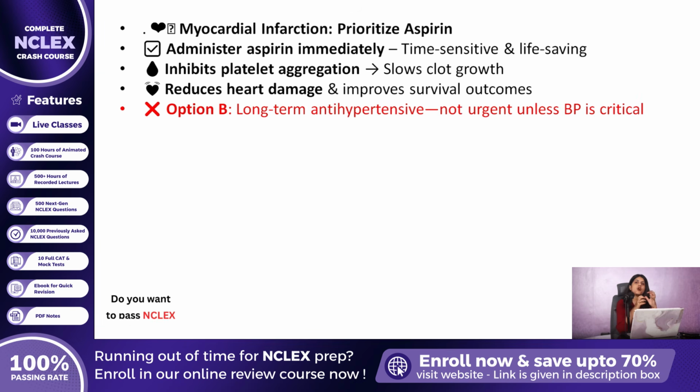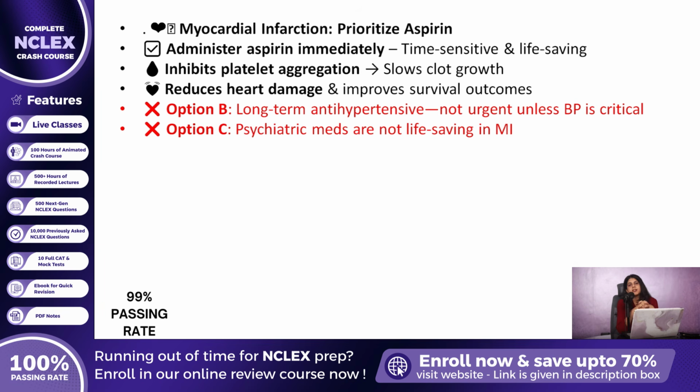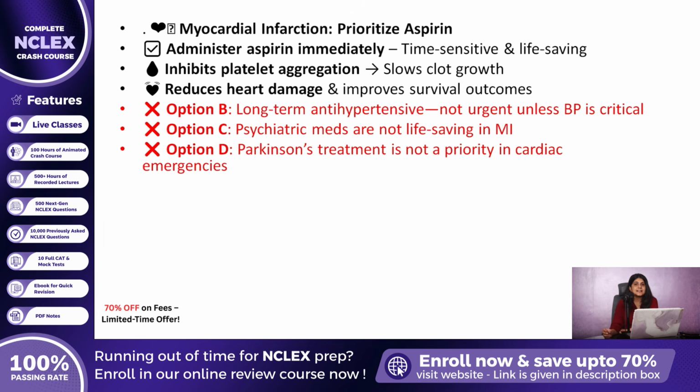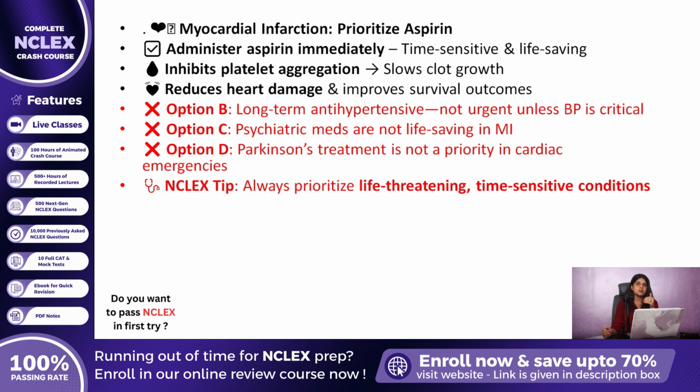Option B involves a long-term antihypertensive not urgently needed unless blood pressure is critically elevated. Option C relates to chronic psychiatric management and is not immediately life-saving. Option D addresses Parkinson's symptoms, which are not prioritized over cardiac emergencies. In NCLEX prioritization questions, life-threatening and time-sensitive conditions always come first, just like myocardial infarction.